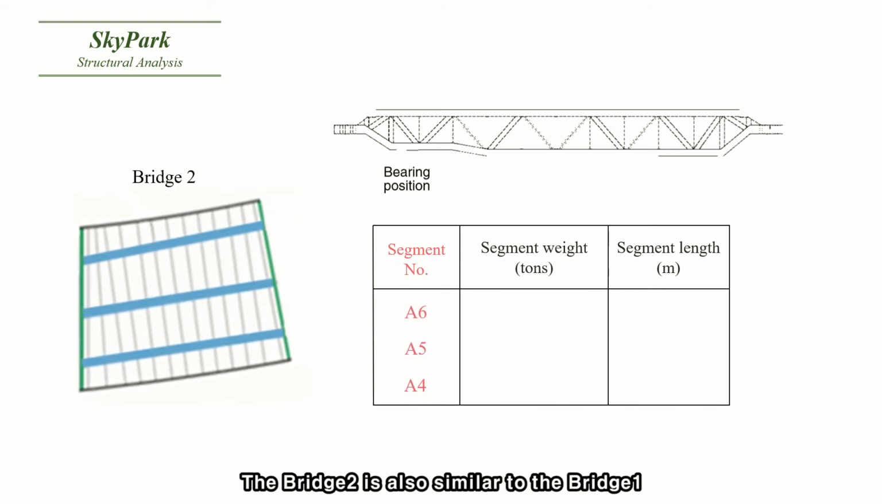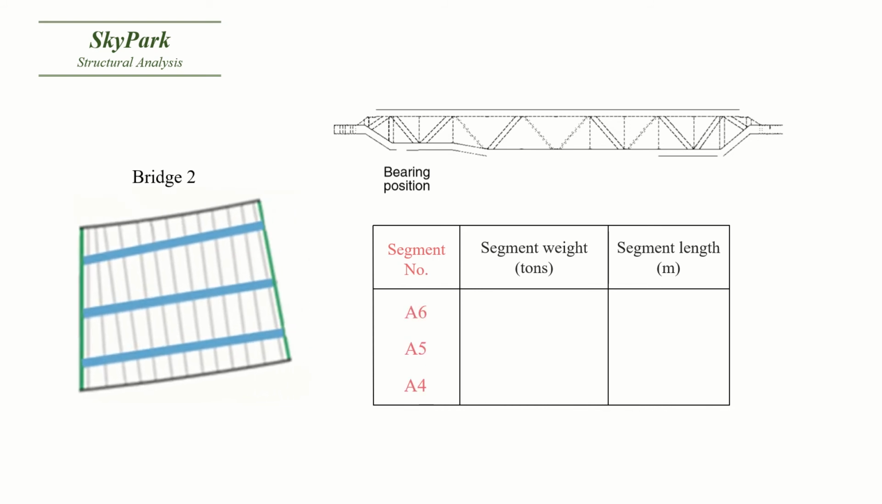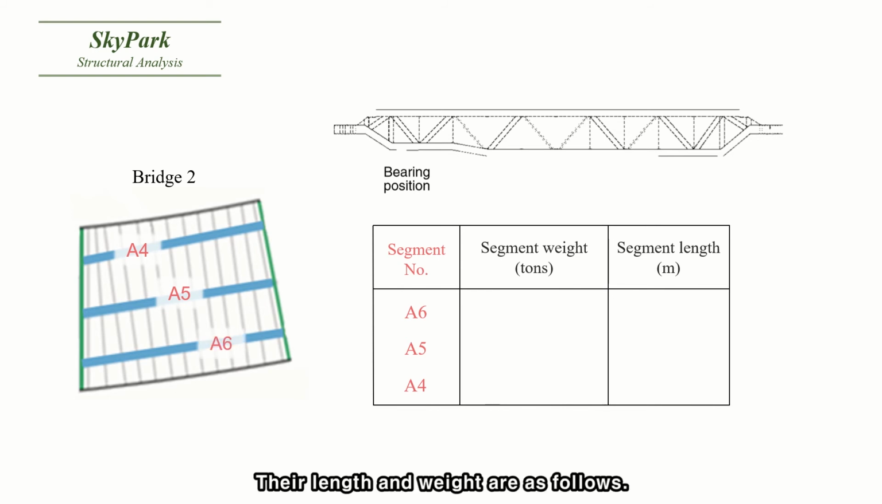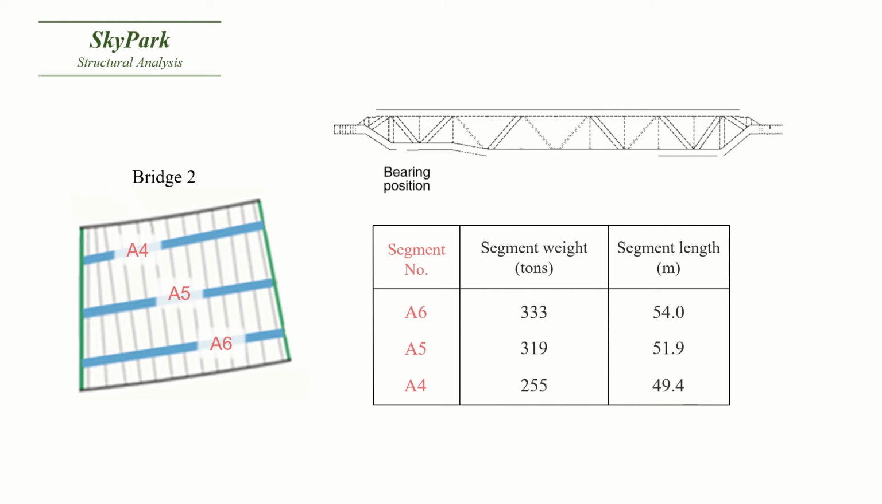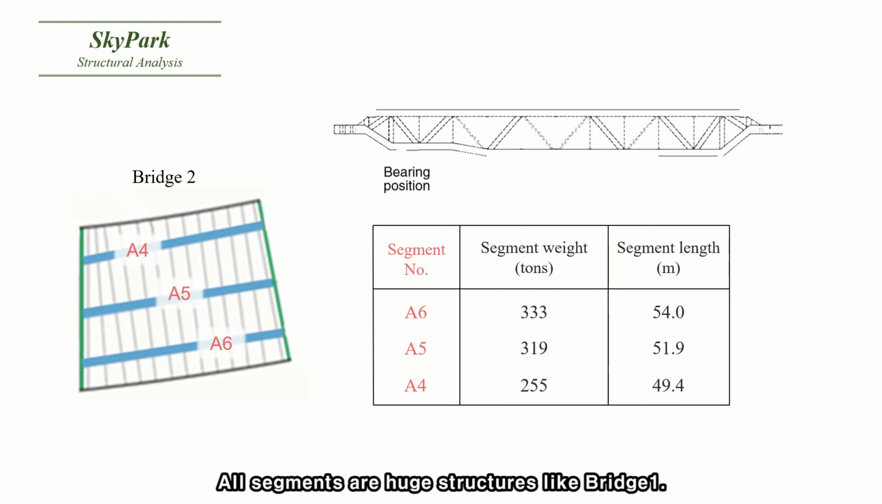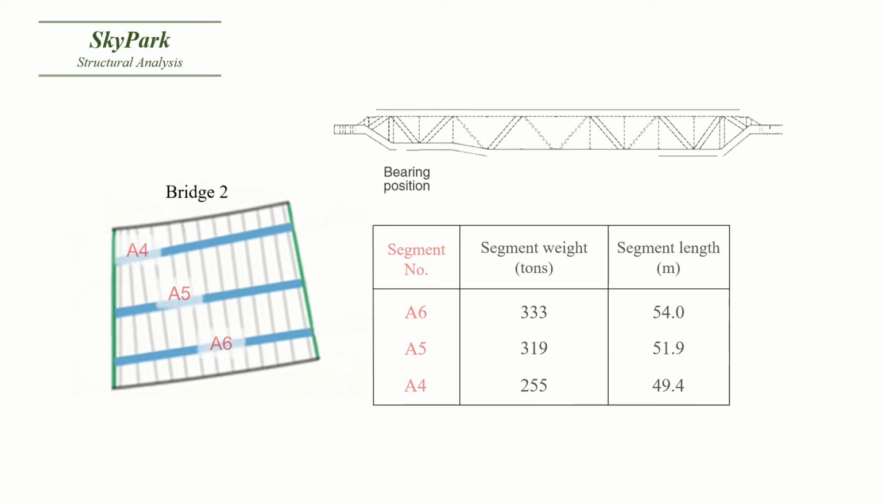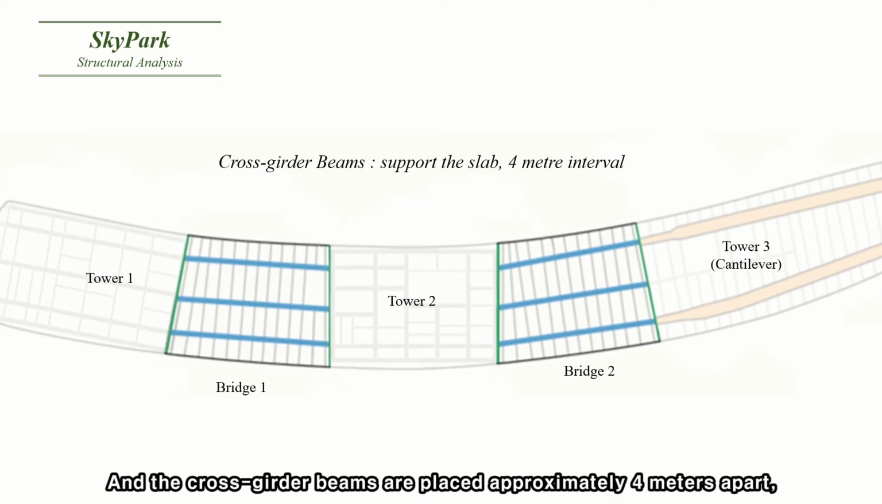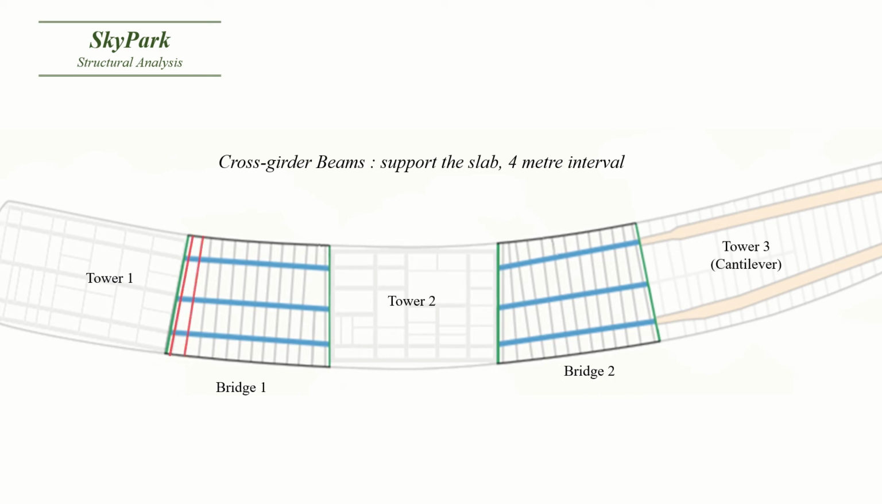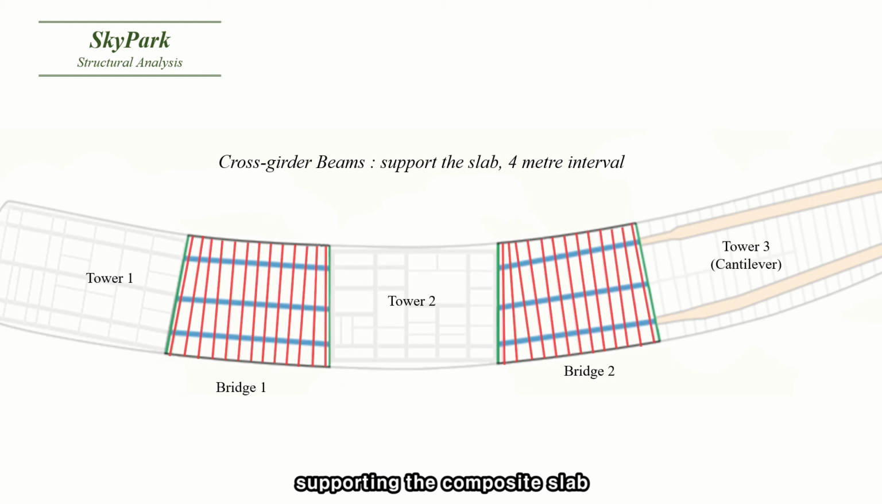Bridge 2 is also similar to bridge 1. From the top, A4, A5, A6. Their length and weight are as follows. All segments are huge structures like bridge 1. And the cross-girder beams are placed approximately 4 meters apart, supporting the composite slab.